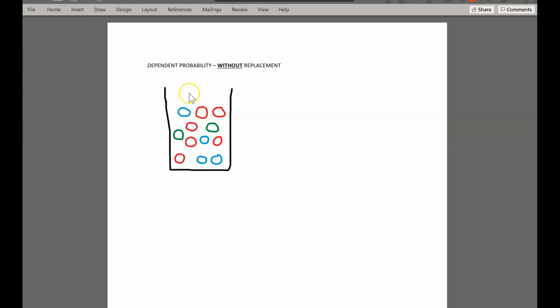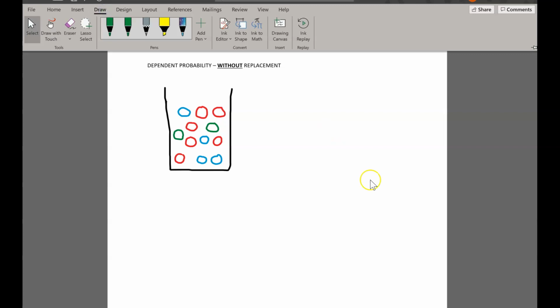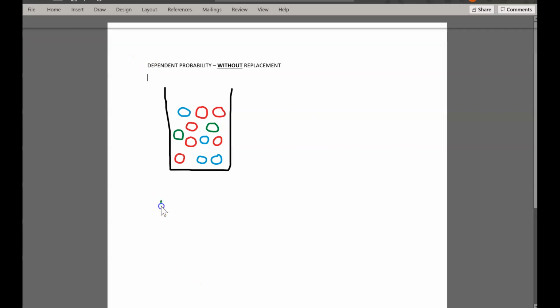So, I have this very poor drawing of a bucket full of marbles. There are 1, 2, 3, 4, 5, 6, 7, 8, 9, 10, 11, 12 marbles in here. Okay, so let's say that you want to know the probability of getting the sequence. I'm just going to use the first letter of each color. Blue followed by a red.